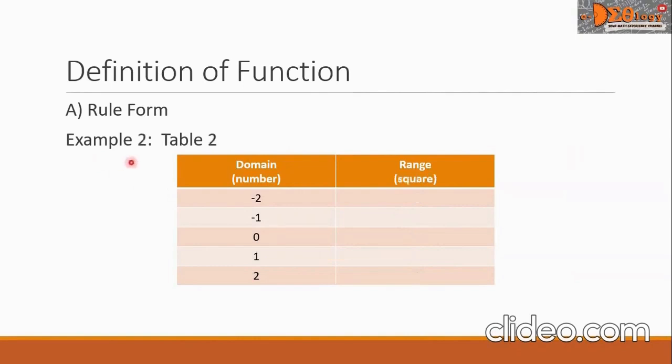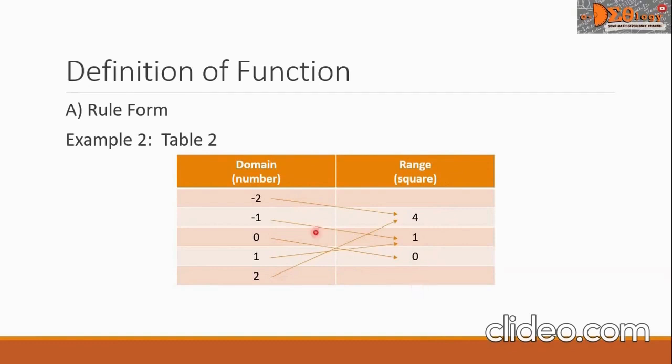Let us have example 2. Given this table 2, the domain is here with the elements -2, -1, 0, 1, and 2. For the range, the rule is to get the square of each element of the domain. So the elements for the range are 4, 1, 0 respectively.